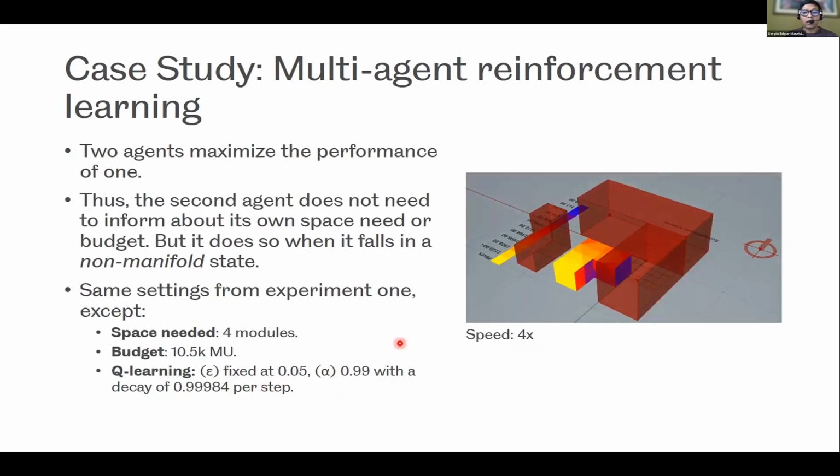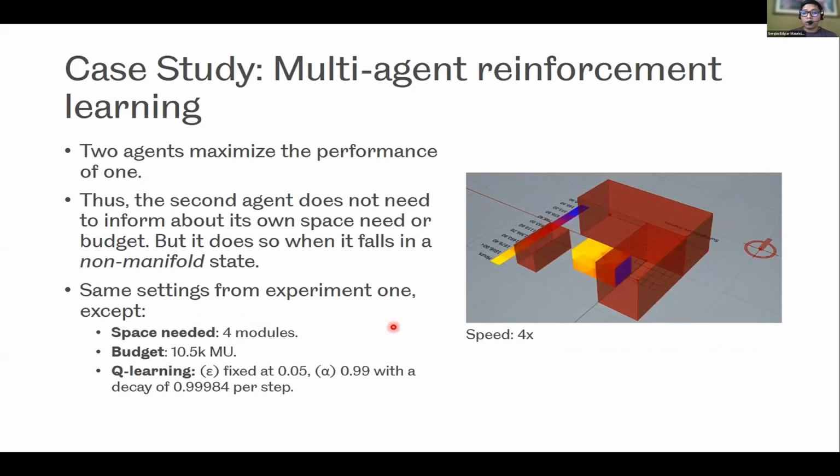So we also had another experiment with 2 agents, but in this case, the 2 agents just maximize the performance of one, which is the one that is colored. The second agent didn't need to inform about its own space need or budget, but it does when it falls on a non-manifold state. So there is a state in which we need to restart the geometry because of some considerations within it.